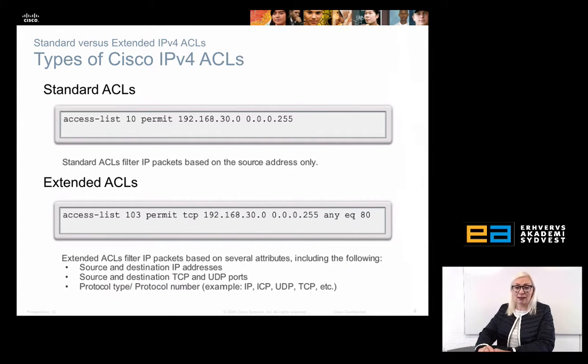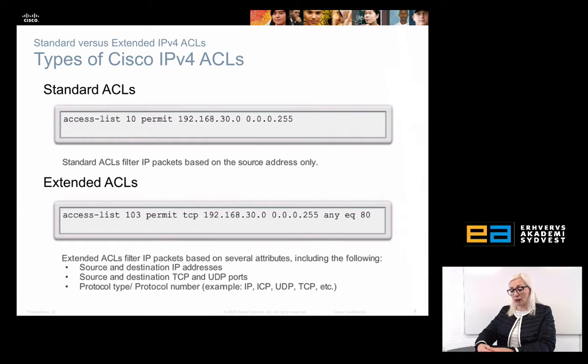When we look at the implementations in Cisco, we will see that there are two types of ACLs. We have the standard ACLs and we have the extended ACLs. The standard ones are very simple. We will only filter on the source address. They are not very useful, but in some cases we can still use them.